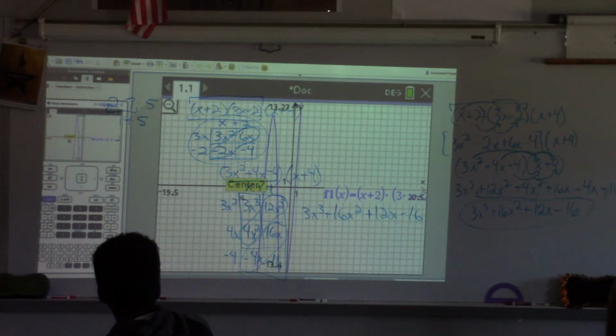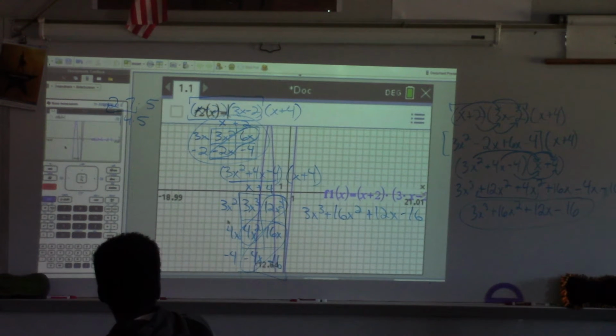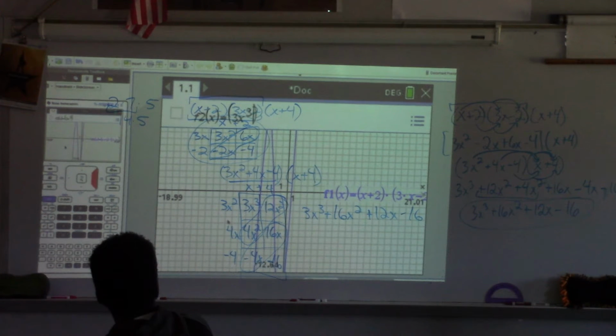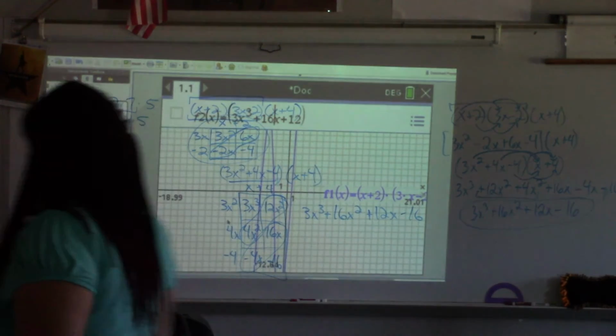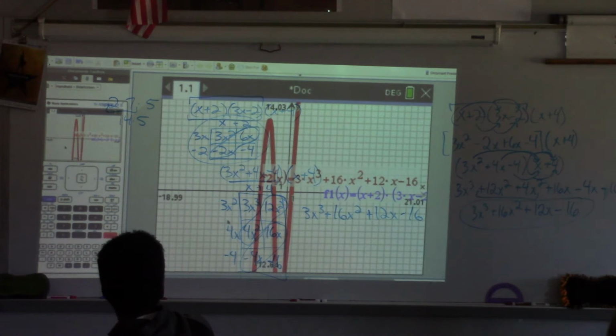Alright, so there we can see it for the most part. Now I'm going to type in that standard form, which was 3x cubed plus 16x squared plus 12x minus 16. Make sure you pay attention to those squares. So are they the same? Literally we can't even see the other one because they're right on top of each other. So are they equivalent? Yes.